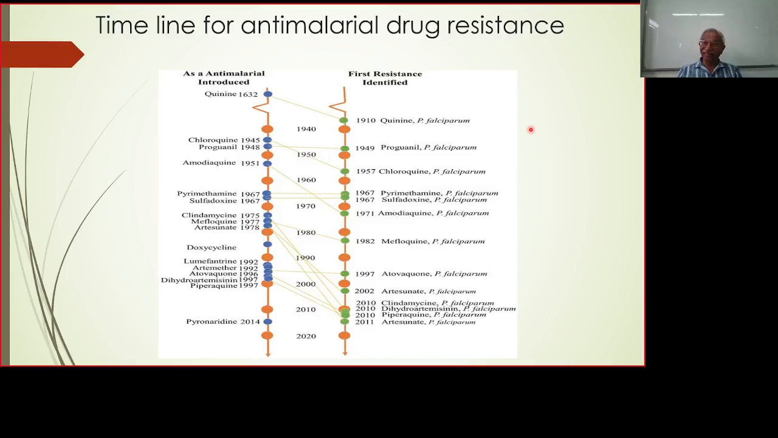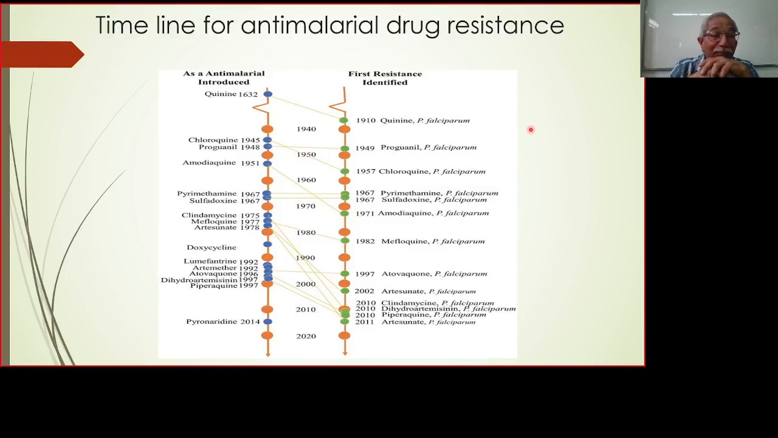So this chart shows how the struggle is going on between the parasite and the scientist. Scientists are developing newer and newer antimalarial drugs, and the parasite is becoming more and more resistant to them. That is where this tug of war is going on. This is a very interesting data. Now they are using pyronaridine, introduced in 2014, and it is still not resistant. And piperaquine was introduced in 2000.